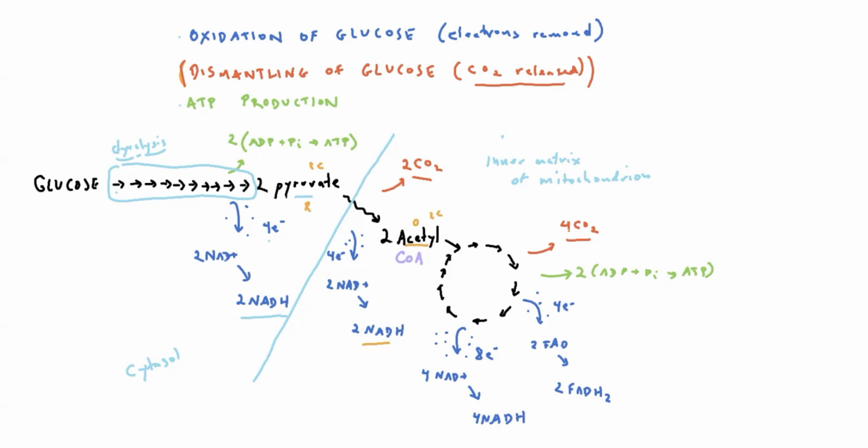Now, the other thing, again, going back to the oxidation of glucose, we're oxidizing the glucose further in the citric acid cycle. Let me pick another color for this. So let's do this in yellow. This is the citric acid cycle.